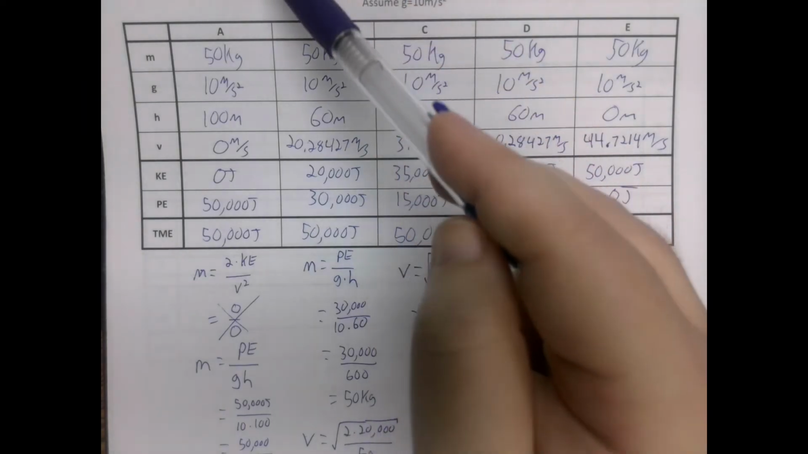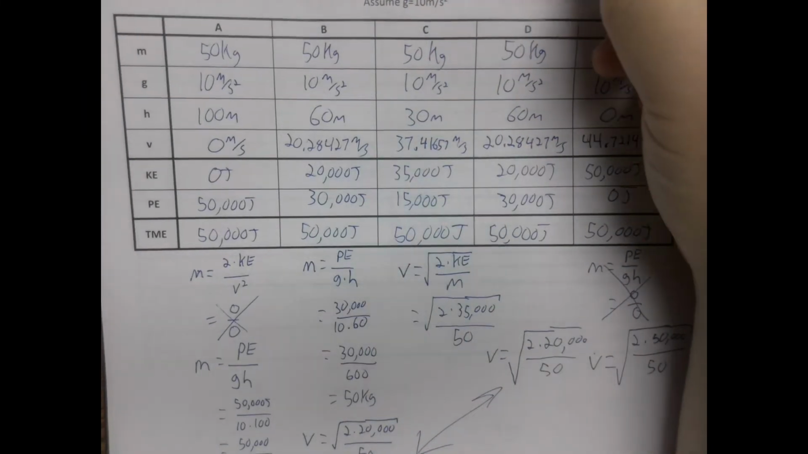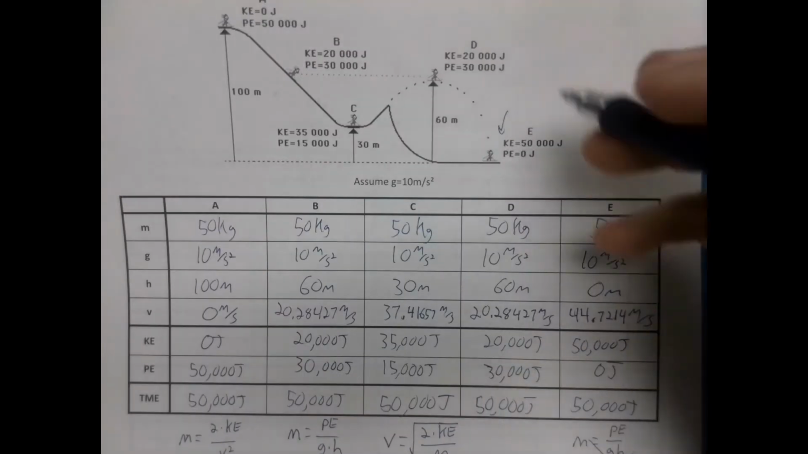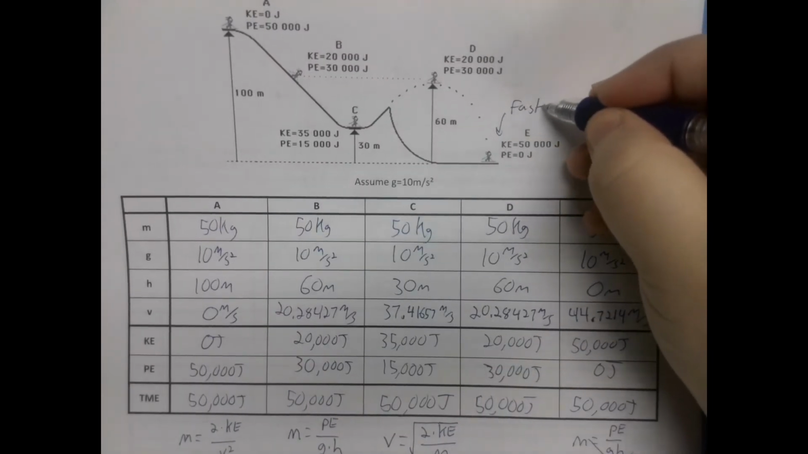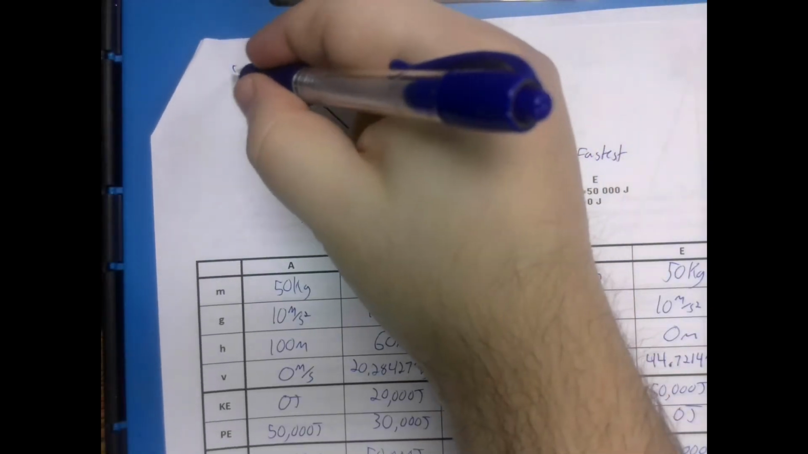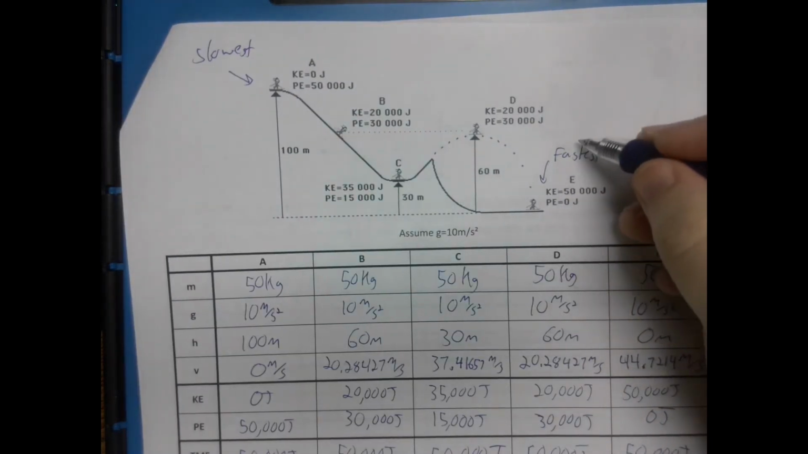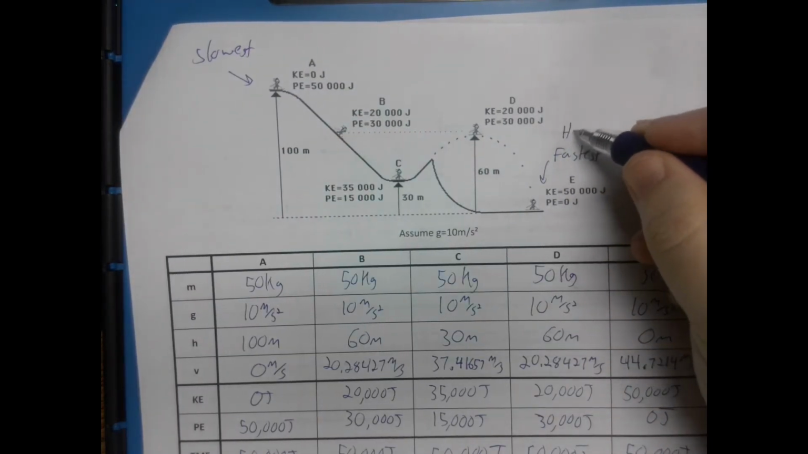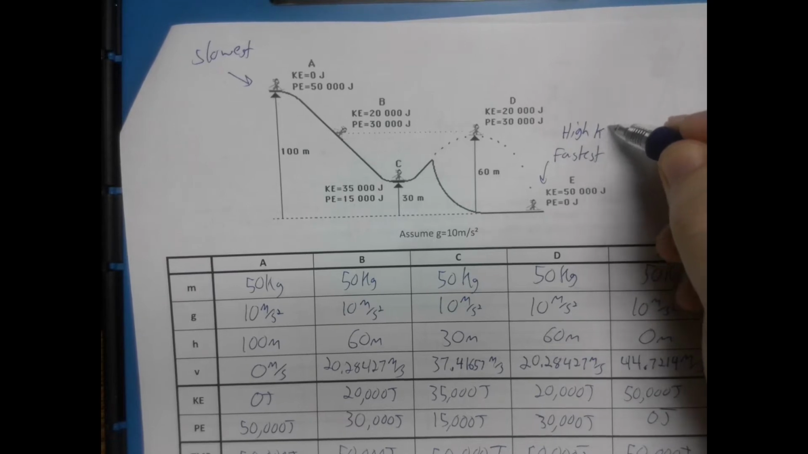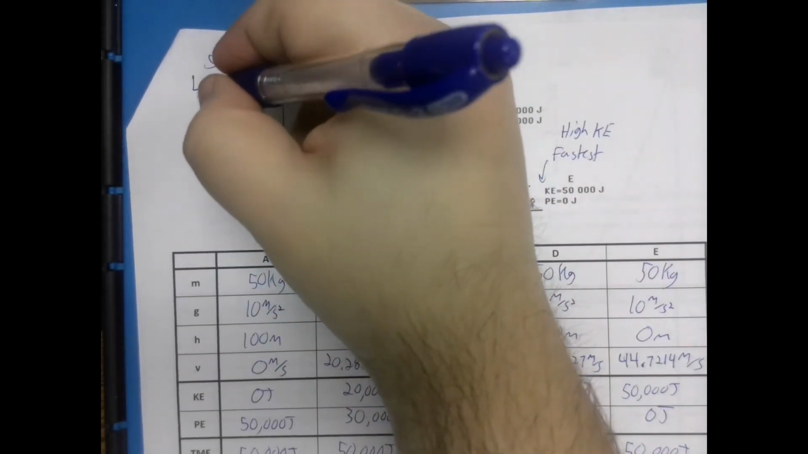So the closer down to the ground, the more kinetic energy you have. So this would be the fastest point. And the higher up you are, you're going the slowest. So when you're going the fastest at the bottom, you have high kinetic energy. And up here at the top, you have low kinetic energy.